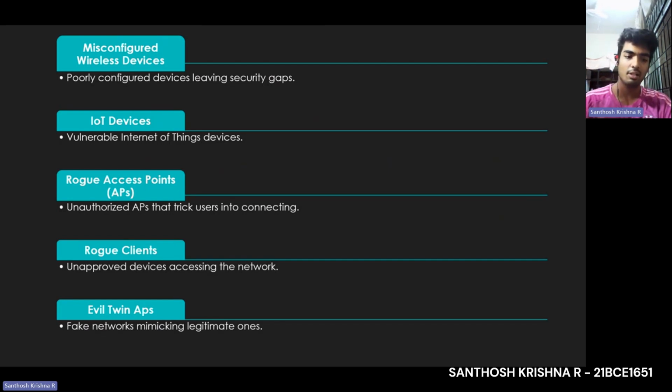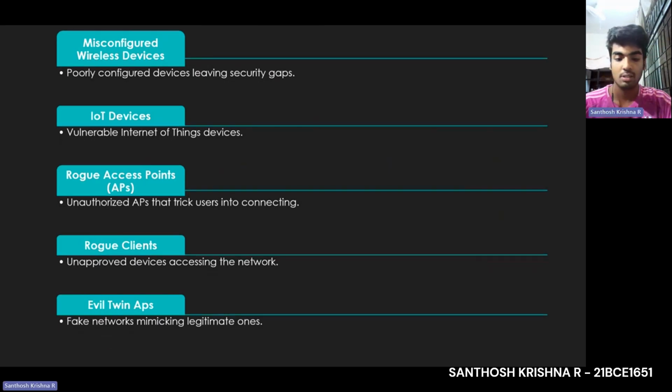And then we have rogue clients, which are unauthorized devices that access the network without permission. And the last one that we will be discussing is the evil twin APs, which are fake networks designed to look like trusted networks. What they do is mimic legitimate networks, and the attack is then carried out. Let's go to the next one.